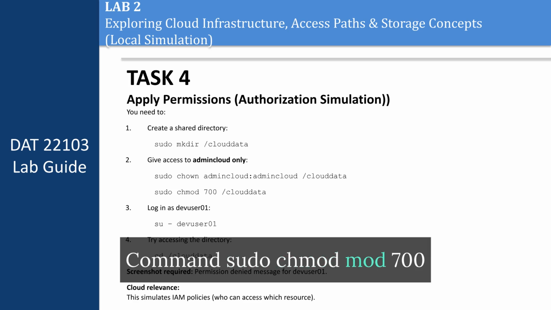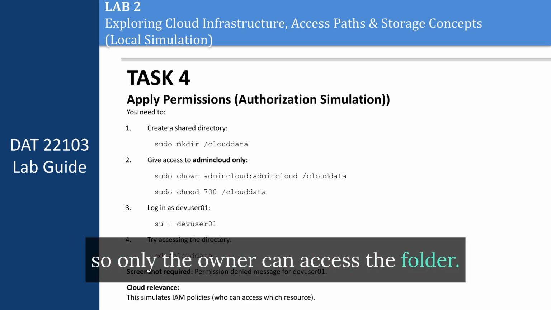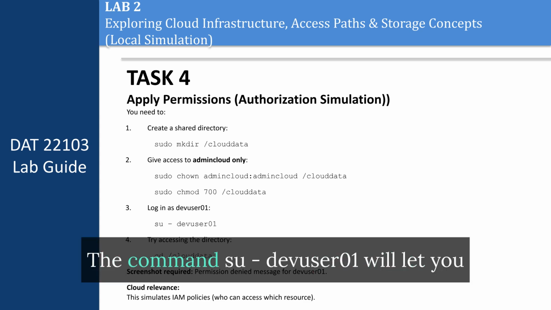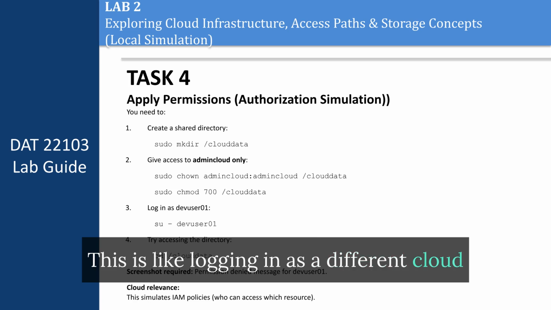Command sudo chmod 700 /clouddata will set permissions so only the owner can access the folder. This simulates IAM policies based on the principle of least privilege. The command su - dev user o1 will let you switch to another user account. This is like logging in as a different cloud user.